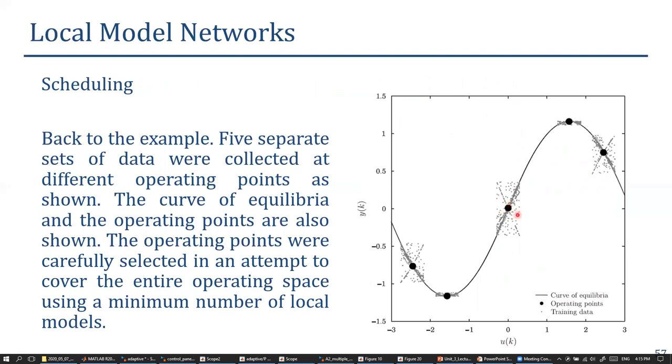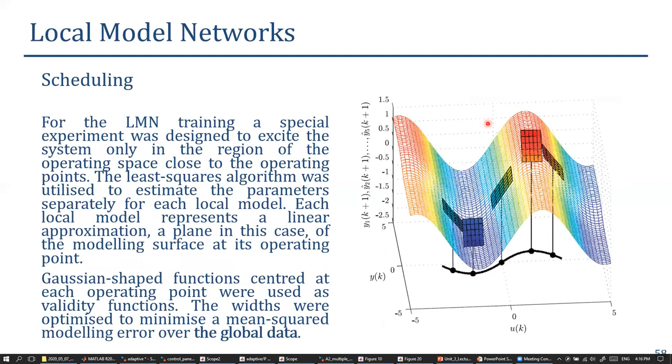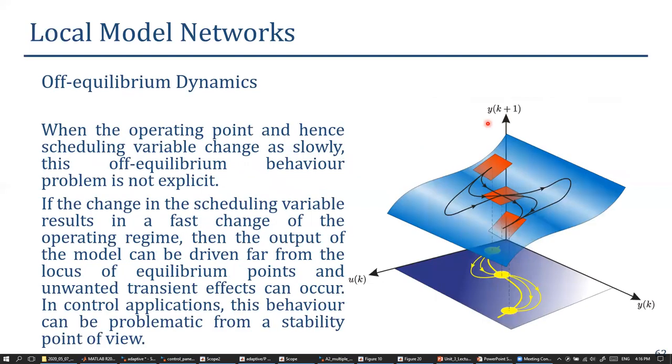So now basically our dynamic is very well covered when, for example, here, and then for example, here, and then for example, here. Now imagine what happens if we change the operating region rapidly. So if we move from one operating region to another, but not slowly like that, so that we move around the curve of equilibrium points, but we change it rapidly so that we move like that. Right? So what you see is that, for example, here, we have absolutely no idea what is going on dynamically, right? In this region, the only information that we have is from the extrapolation of the model based on the validity functions, right? And this difficulty is called off equilibrium dynamic.